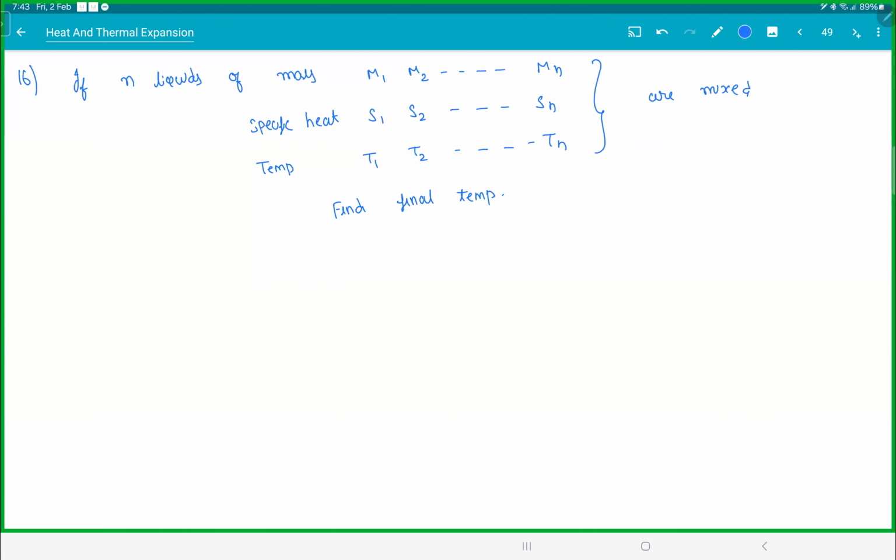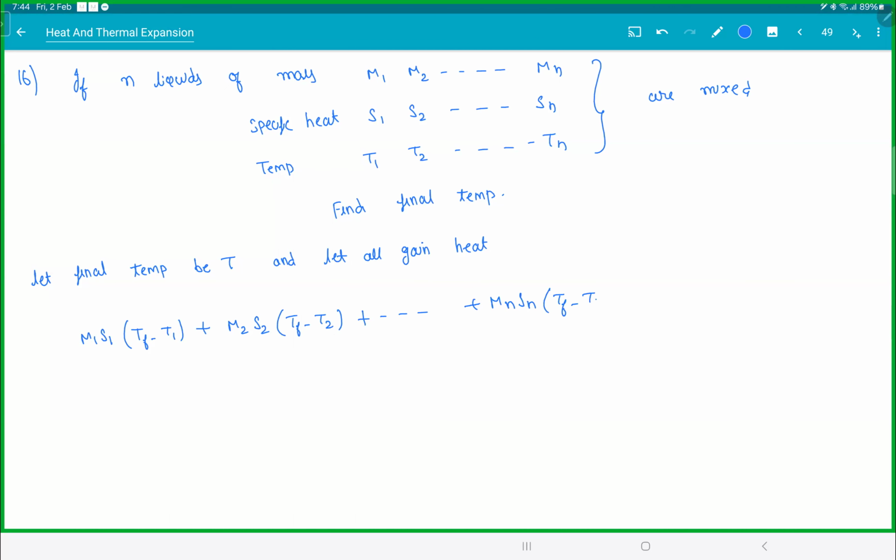Let's see. Let all gain heat, and let the final temperature be T. If all gain heat, that is not possible, so something will become negative. So the first one will be M1 S1 (T final minus T1) plus M2 S2 (T final minus T2), and so on till Mn Sn (T final minus Tn). This is the net heat gained, which is 0.